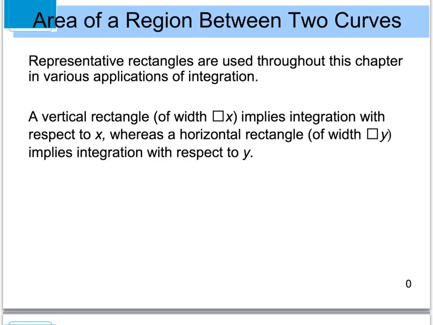Now, these representative rectangles that we drew, that we're adding up to find our area, we can do in two ways. One, we can do it with a vertical rectangle, which is what we just previously did. And that implies that we're integrating with respect to x. Now sometimes, and we'll do an example later on, it's more appropriate to use a horizontal rectangle, and if we do that, then we're implying that we're integrating with respect to y. And like I said, we'll do an example here in a few minutes regarding that.